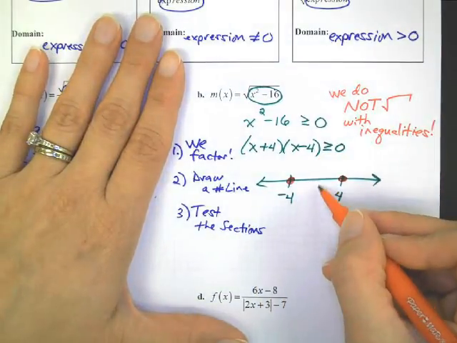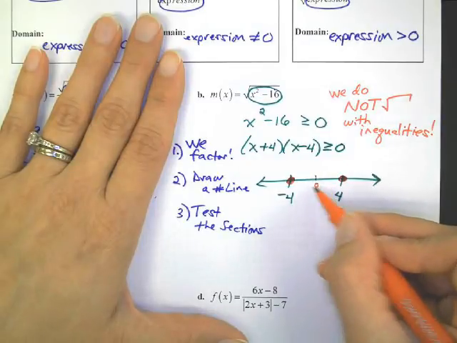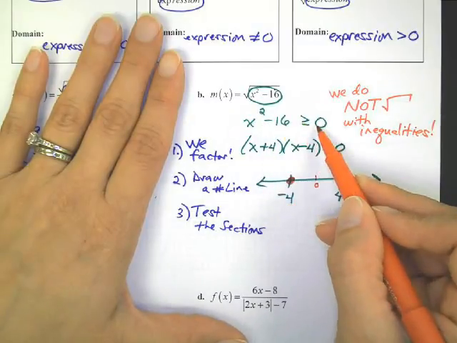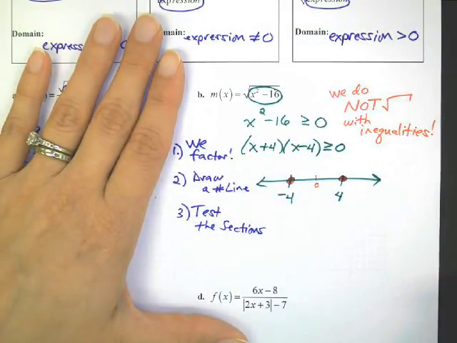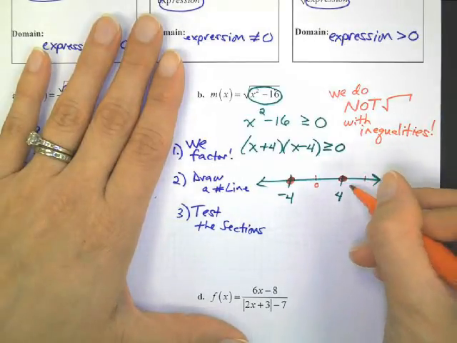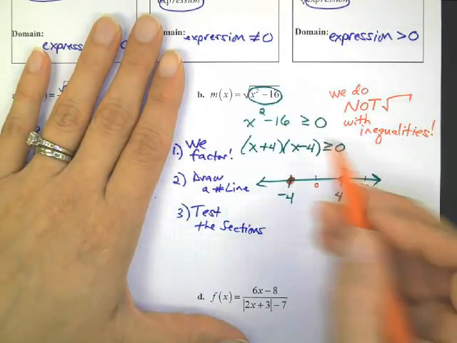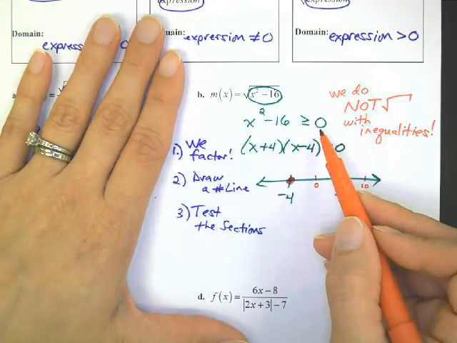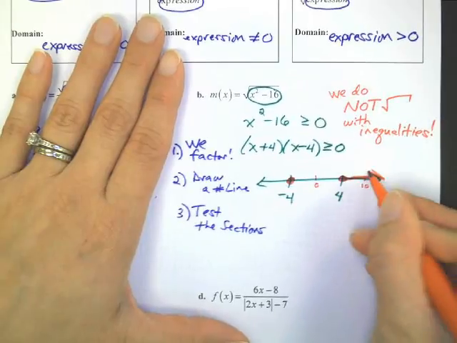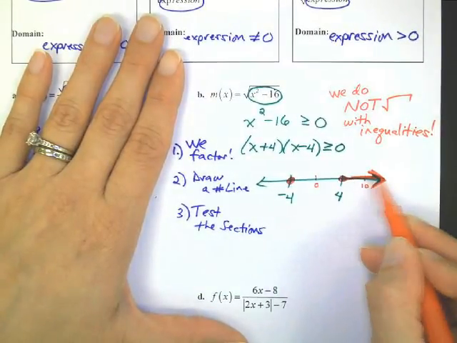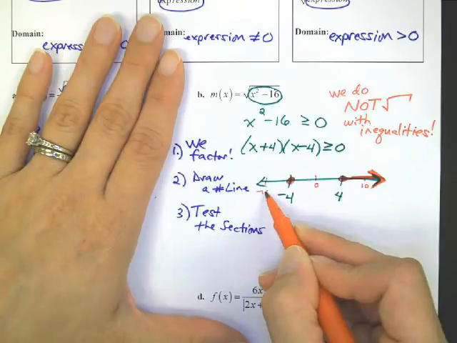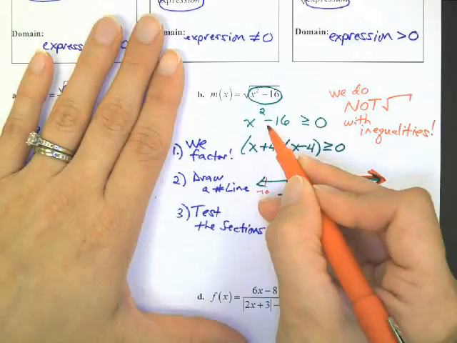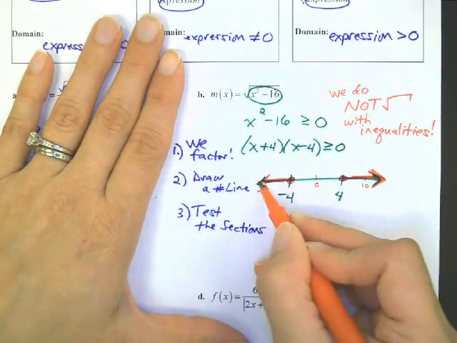The first number I'm going to test is 0. Is 0 a good answer? Is 0 minus 16 positive? No, that section is not good. How about a number here? Let's try a 10. Is 10 squared, 100, minus 16 going to be more than 0? And the answer is yes. That's a good section. All those numbers are going to work. How about negative 10? A negative 10 squared makes positive 100. That's going to be a good section too.